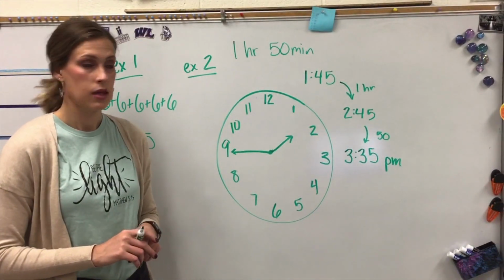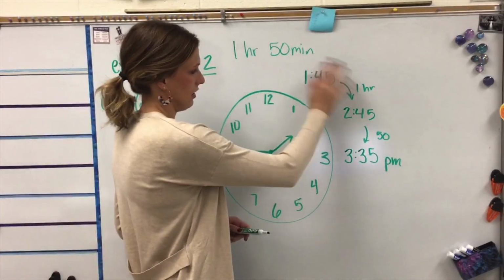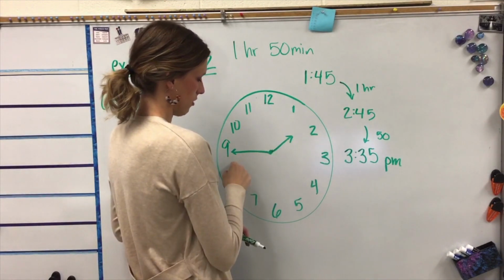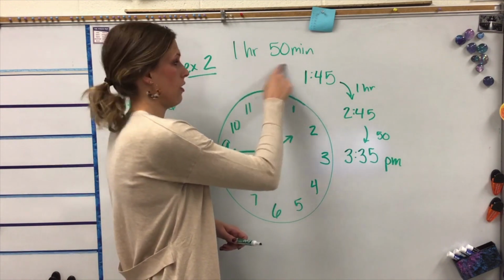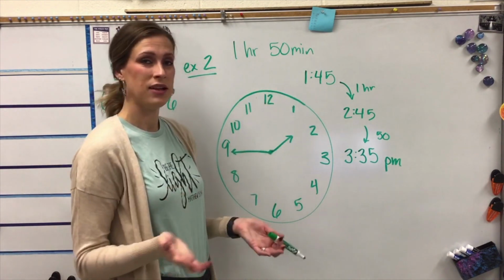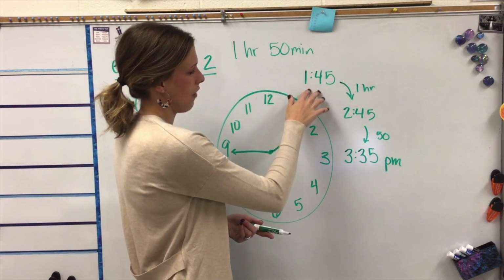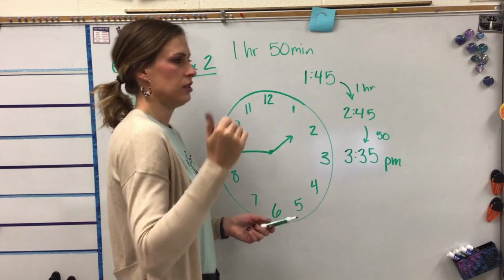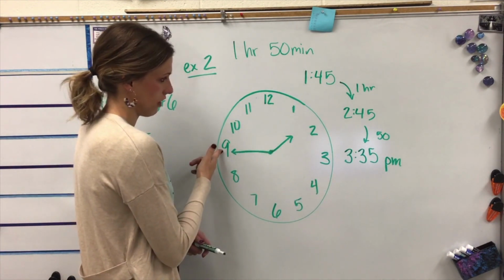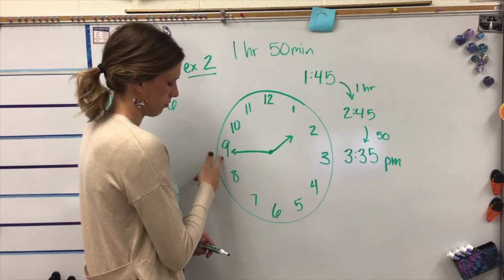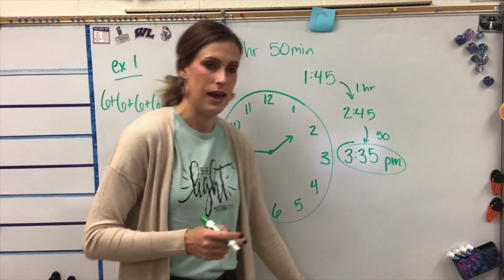Okay? So I'm taking my 1:45, added an hour, get it to 2:45, and then I gotta go 50 minutes. Now, the other thing you could do is you could add 2 hours. So 1 hour and 50 minutes, well, that's just 10 minutes short of 2 hours because there's 60 minutes in an hour. So 2 hours after 1:45 would be 2:45, 3:45. And then if you count back 10 minutes, 3:45, 3:40, 3:35. So either way, you'd get 3:35 p.m.